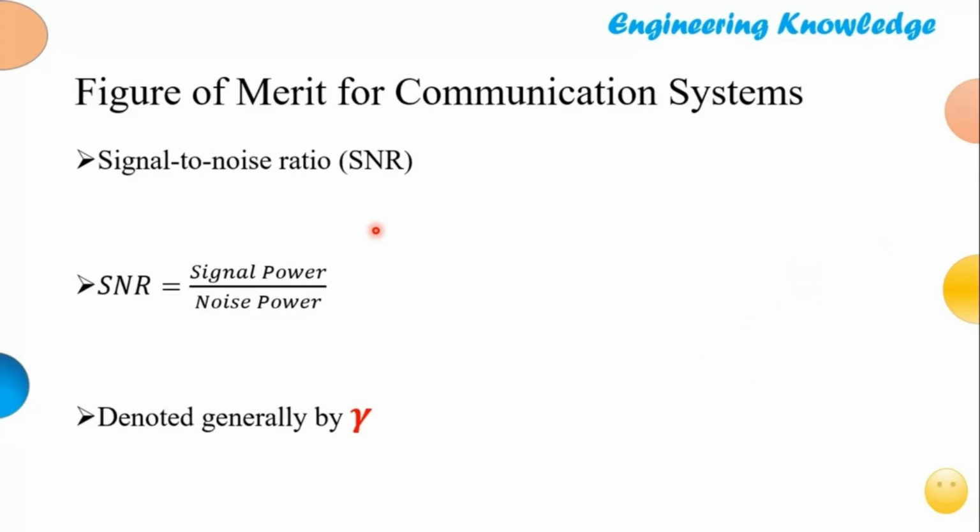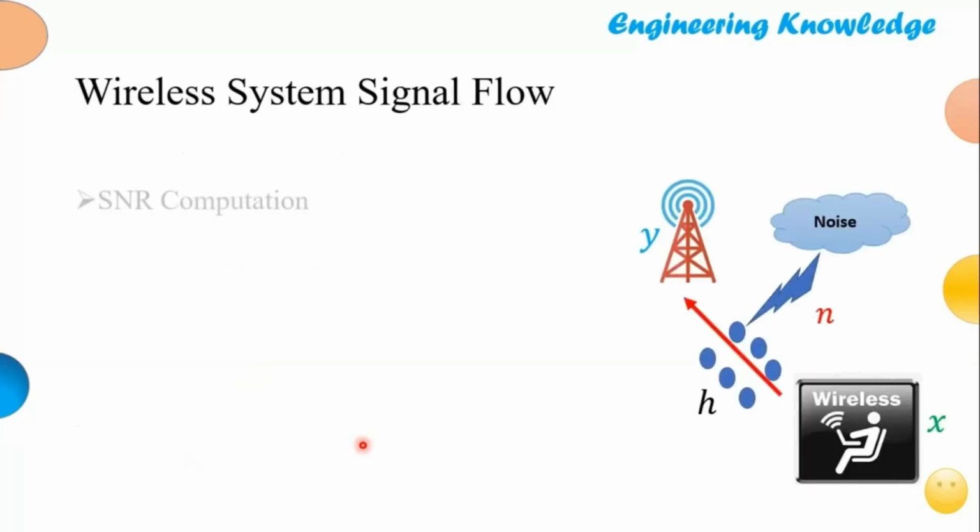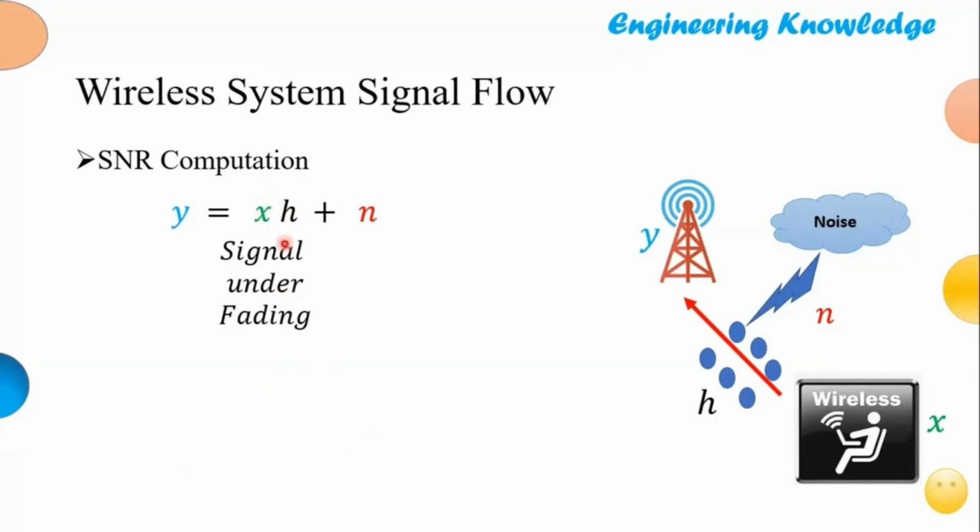This we have discussed. Now, the basic figure of merit for analyzing any communication system is the signal to noise ratio. Even for digital communication systems, we first compute the SNR and then talk about how bit error rate can be connected to it. SNR is signal power upon noise power, which in analysis is generally denoted by gamma. How do we calculate that for our given equation y = x h + n? In this, x h is the signal portion, but this signal is also under fading, which means it is affected by multiplication with h.